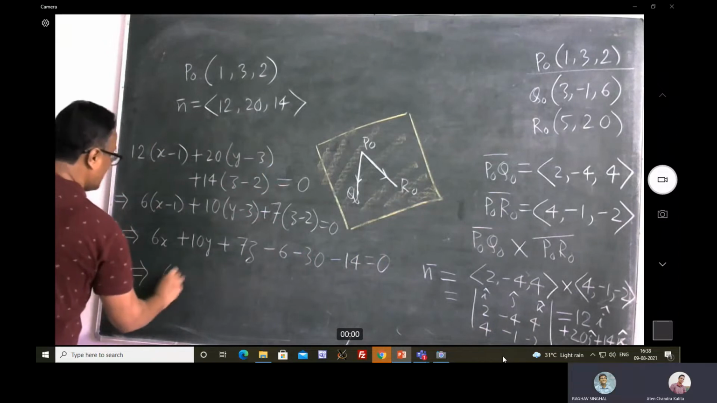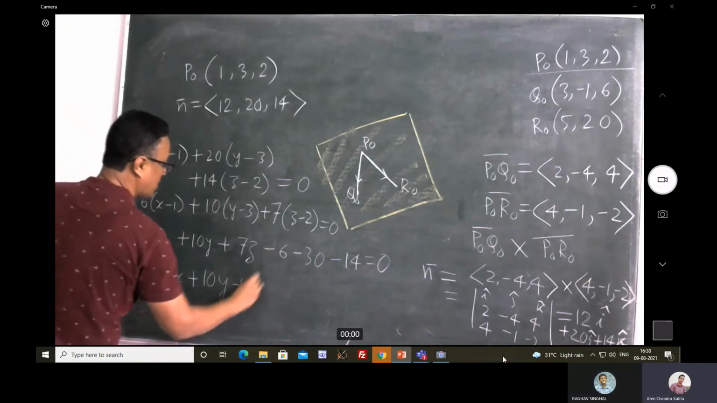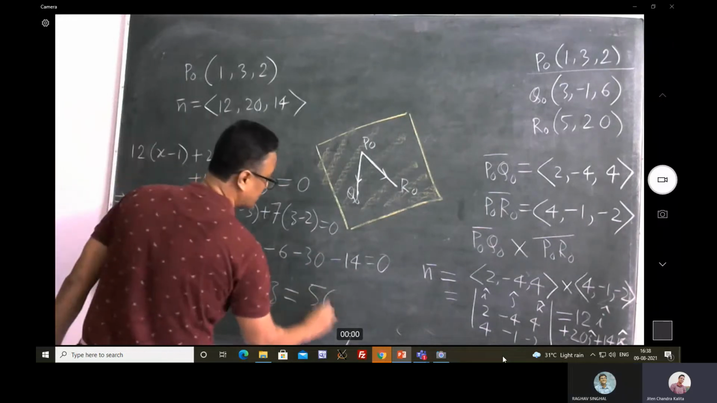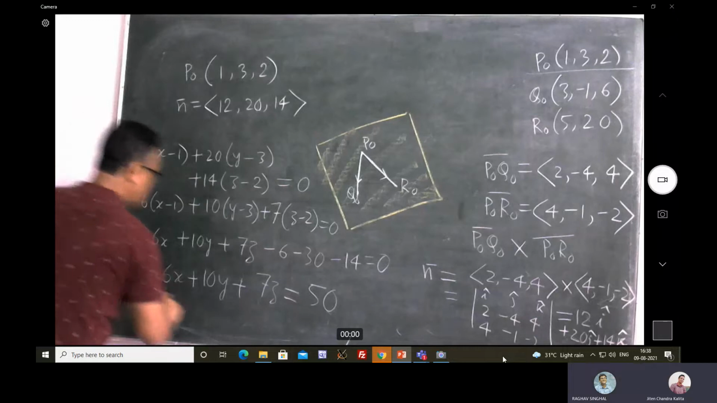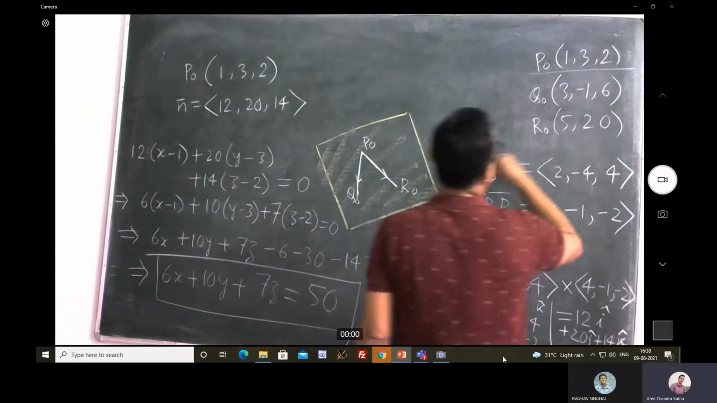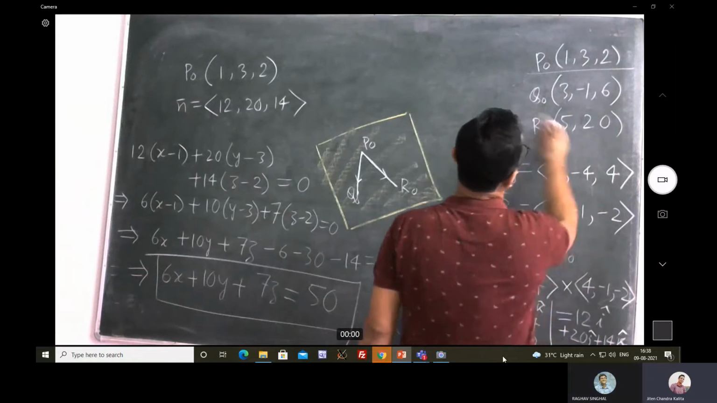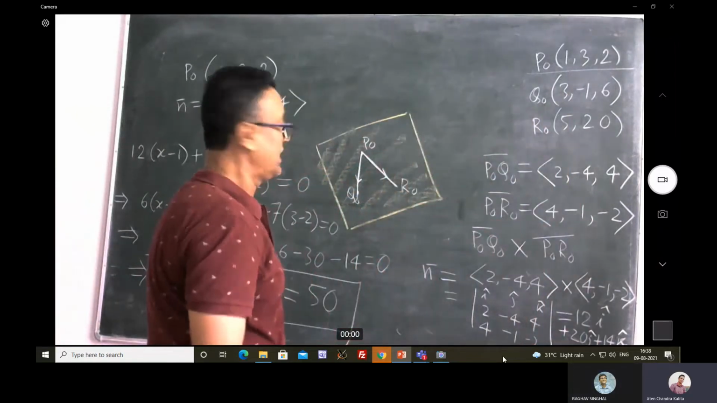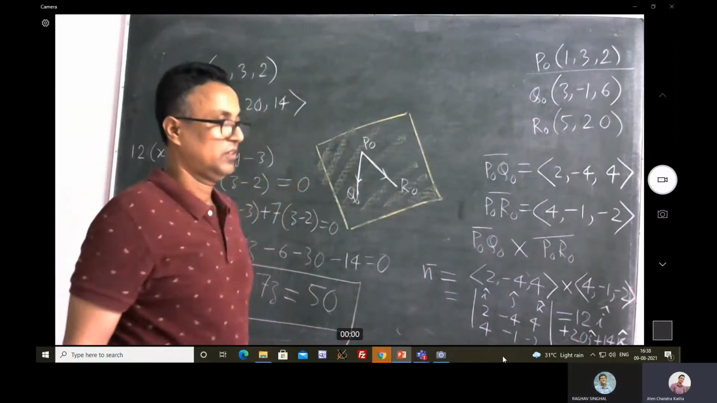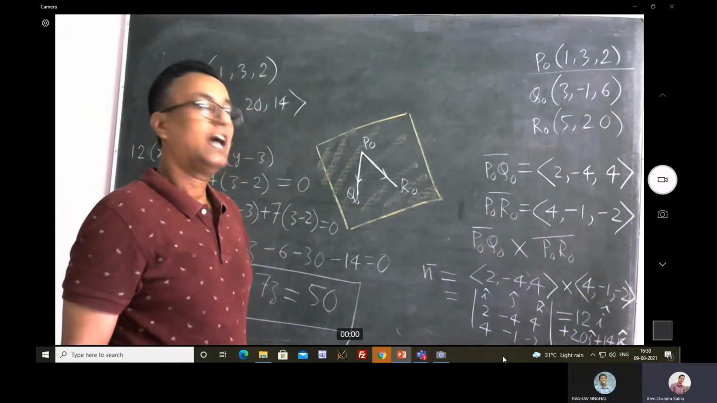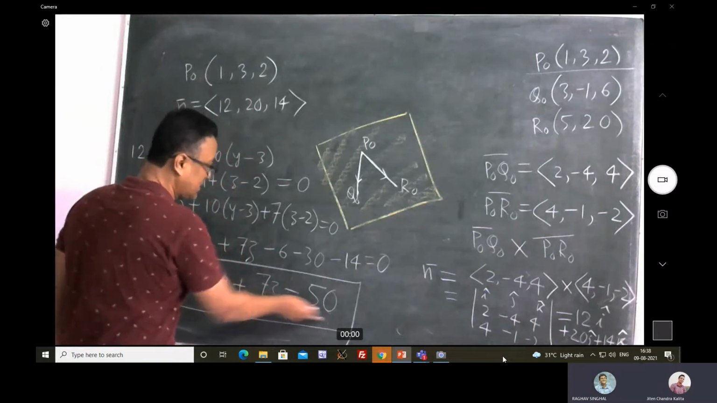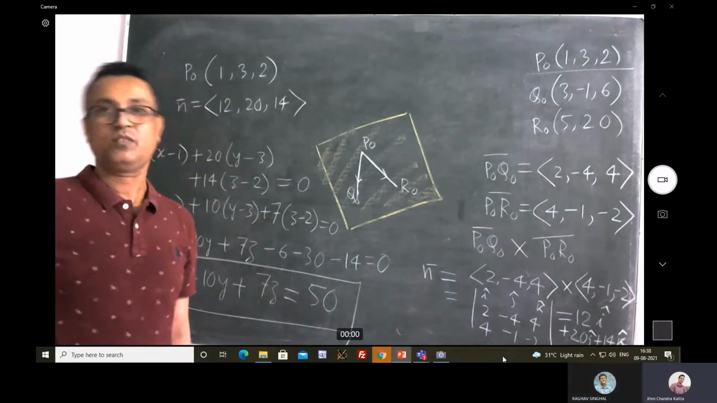This implies 6x plus 10y plus 7z equals 50. Yes, 50. So this is my equation. If you take Q naught or R naught, whatever point you take, or even consider other combinations of vectors from those 3 points, eventually after simplification you will see that you arrive at this equation.